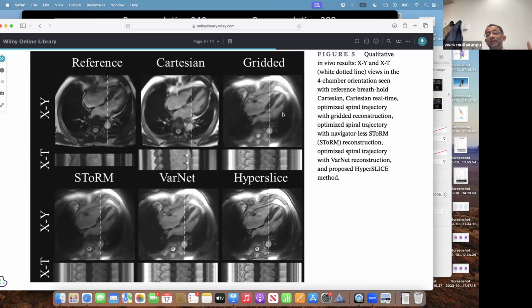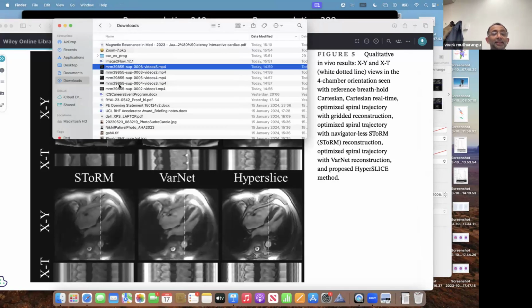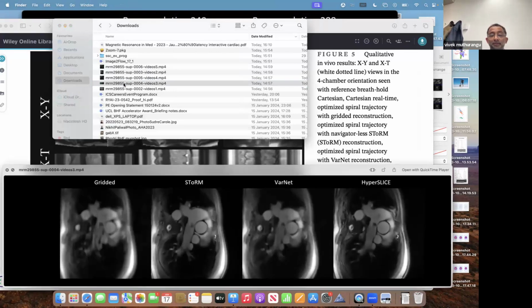Okay, that's the point here. The optimized spiral gridded image looks okay. Storm actually looks quite nice as a single image. VARNet looks nice. HyperSLICE looks nice. But why don't we just look at the actual right image?